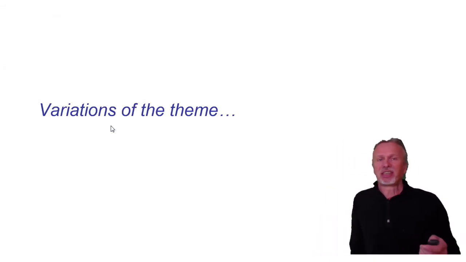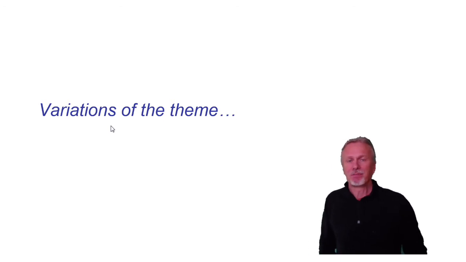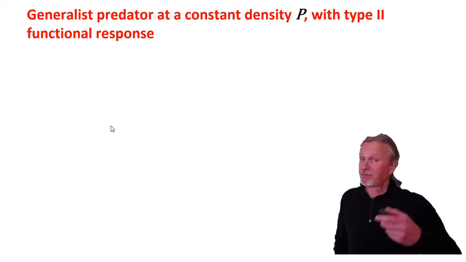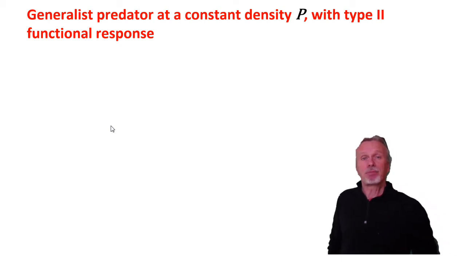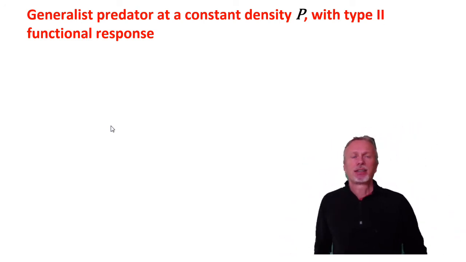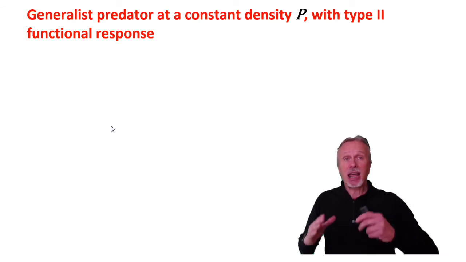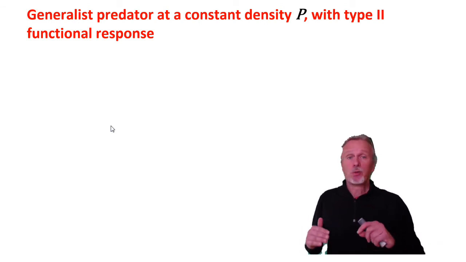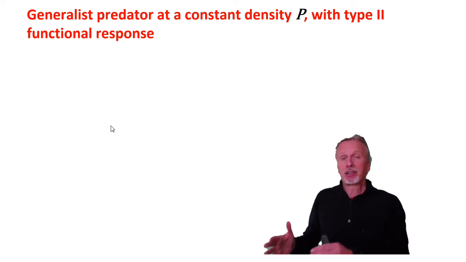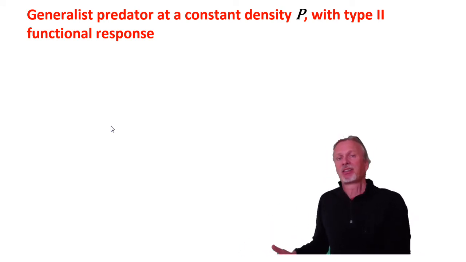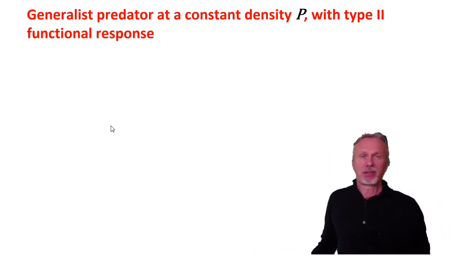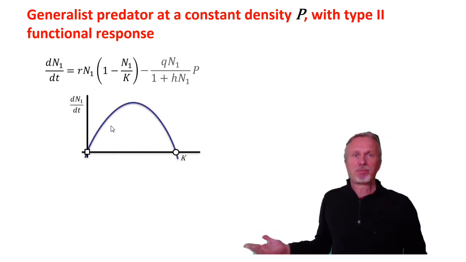There are lots of variations on the theme of the prey-predator model. For instance, here we can see the dynamics with a generalist predator with a constant density P. So we do not describe any longer the dynamics of the predator. We describe only the dynamics of the prey, which is logistic in the absence of the predator, with a type 2 functional response from the predator. So this is basically our model.